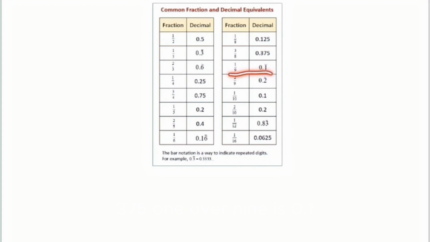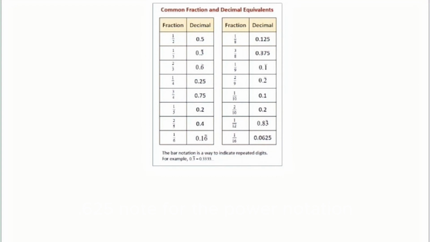1 over 9 is 0.1. 2 over 9 is 0.2. 1 over 10 is 0.1. 2 over 10 is 0.2. 1 over 12 is 0.83. 1 over 16 is 0.0625.